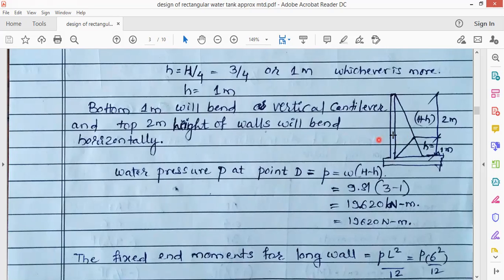So water pressure at the top of this h, or at the height of 1 meter from the base, the pressure is equal to w into H minus h. So 9.81 is the unit weight. I can use this as 9.8 or 9.81, rounding off. So H minus h, it is 3 minus 1. So it will be 19.62 kilonewton per meter, or converting this into Newton, multiplying by 1000, it will be 19,620 Newton per meter.